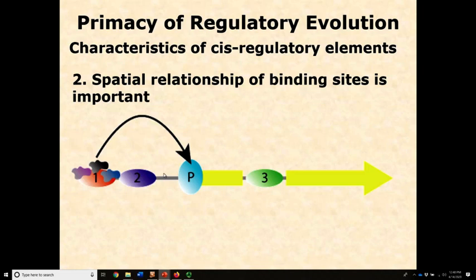Okay. The spatial relationship of binding sites is important. If they're really close to the promoter or really far away, that can have a difference. So not only the regulatory element itself and how many proteins it can bind to, but where it is located can play a role in its evolution also.